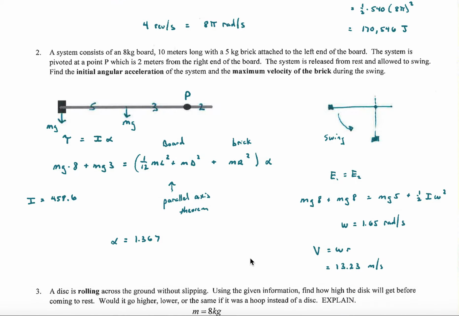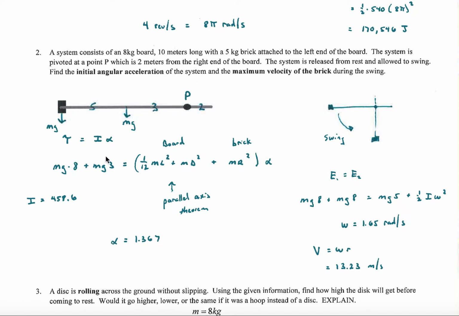Okay, the second one is the system. So it's got a board, it's got a brick attached to the left, and then the pivot is located right here. Okay, so this whole thing is going to swing down left. So it's going to swing counterclockwise, and there's your pivot. This is the starting position, and then this is the ending position. Okay, so what does it want to know? It wants to know the initial angular acceleration.